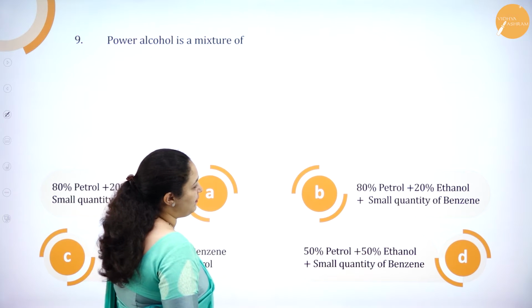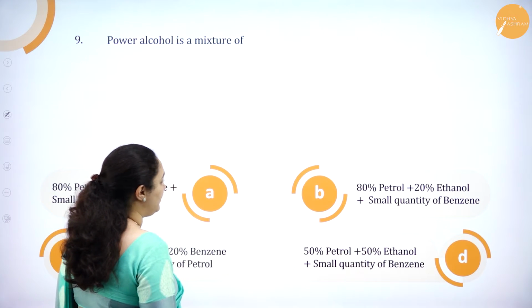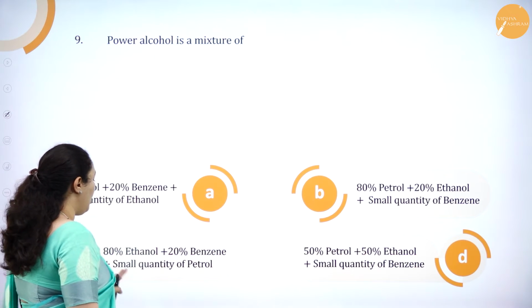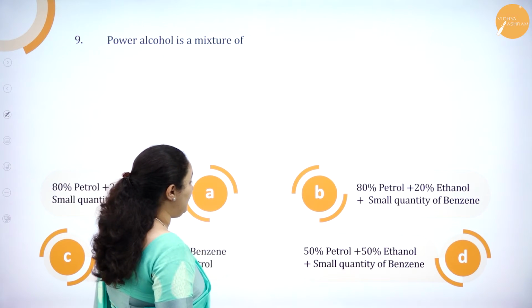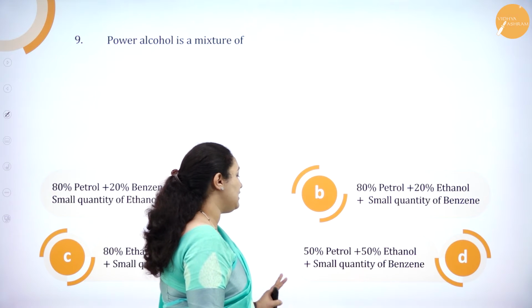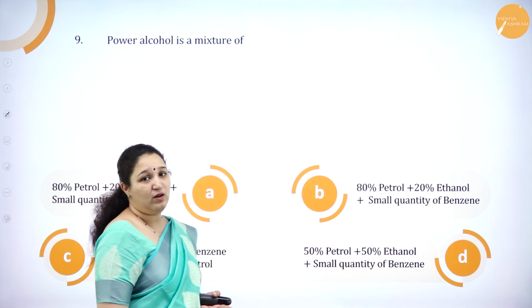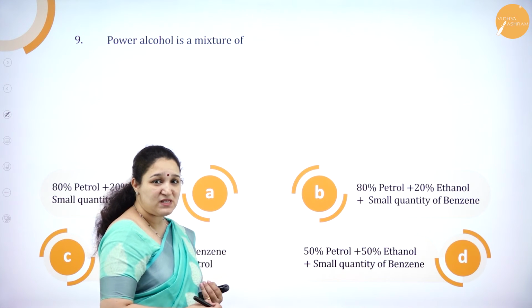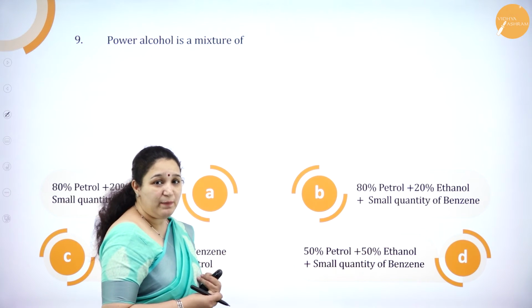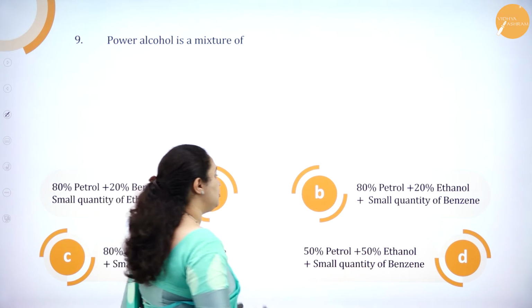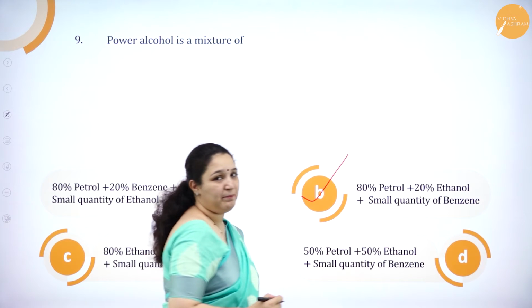80% petrol and 20% ethanol plus small quantity of benzene. 80% ethanol and 20% benzene with small quantity of petrol. 50% petrol, 50% ethanol and small quantity of benzene. See, power alcohol means you have 80% of petrol, 20% of alcohol with small quantity of benzene. So the correct answer is option B.